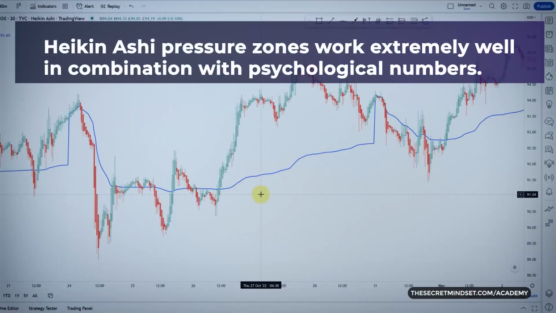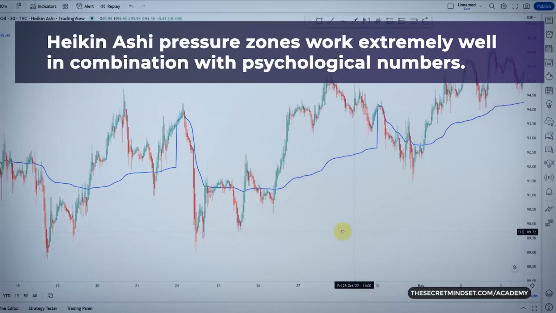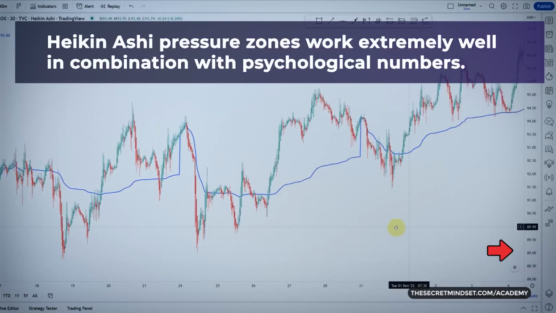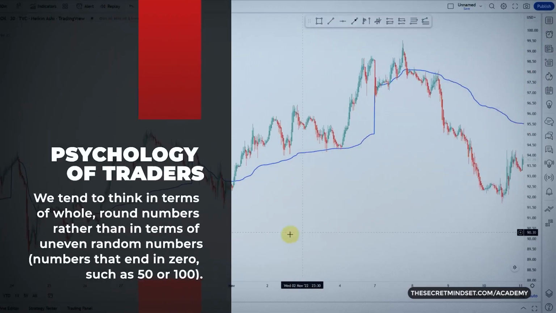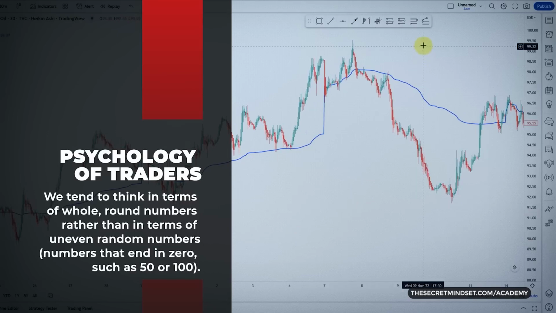Heiken-Ashi pressure zones work extremely well in combination with psychological numbers. Have you ever wondered why prices tend to stall at certain levels in the market? Is this just a coincidence, or is there a valid reason behind this happening? Well, this phenomenon may actually be explained based on the psychology of traders. As humans, we tend to think in terms of whole, round numbers rather than in terms of uneven random numbers.